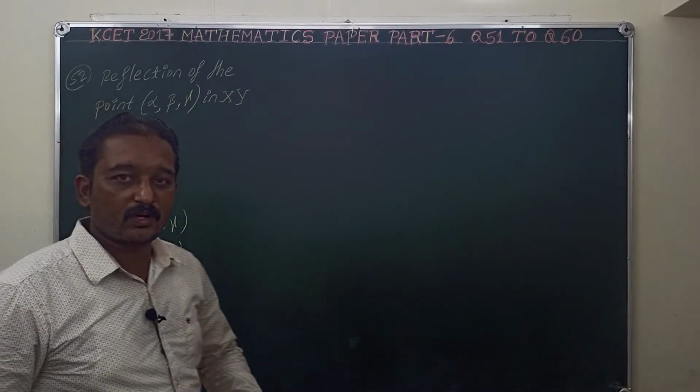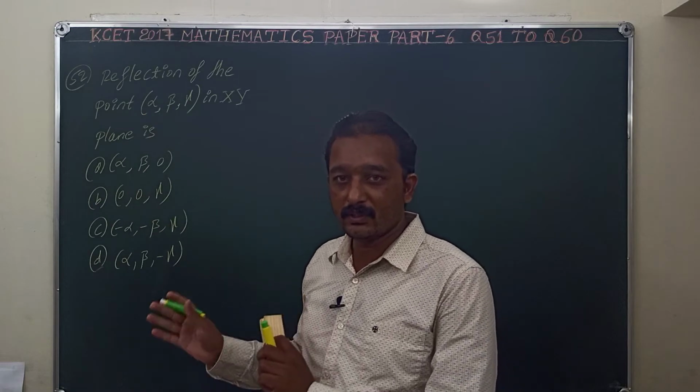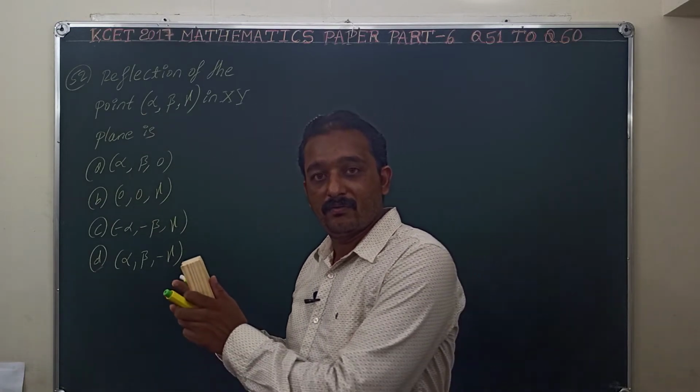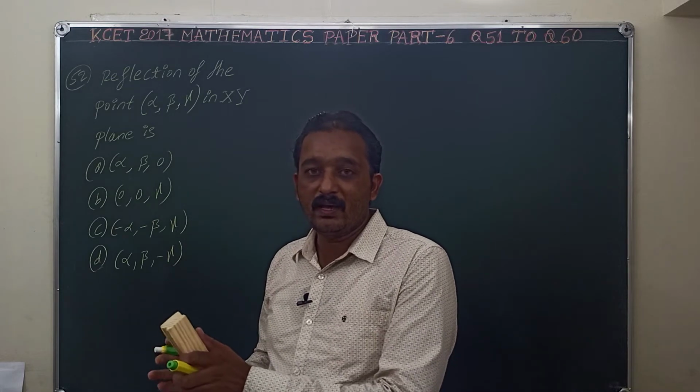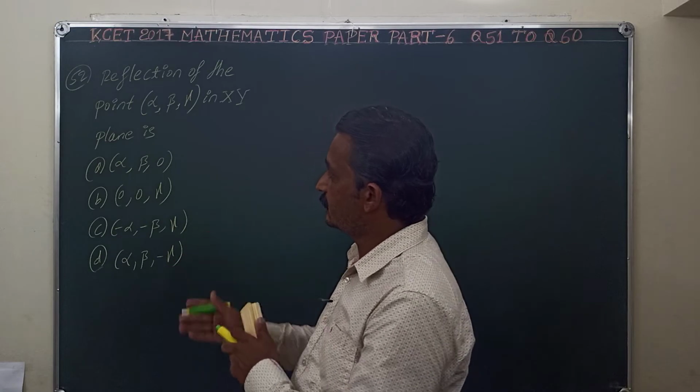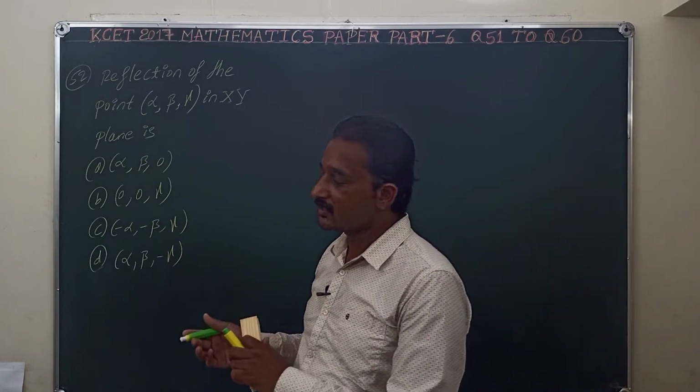So now let us move on to the next question. Question number 52. This question is based on the chapter 3D, which belongs to the first year. Usually they ask 5 or 6 questions on this chapter in KCET. Let us take the first question in this case, which belongs to the first year.